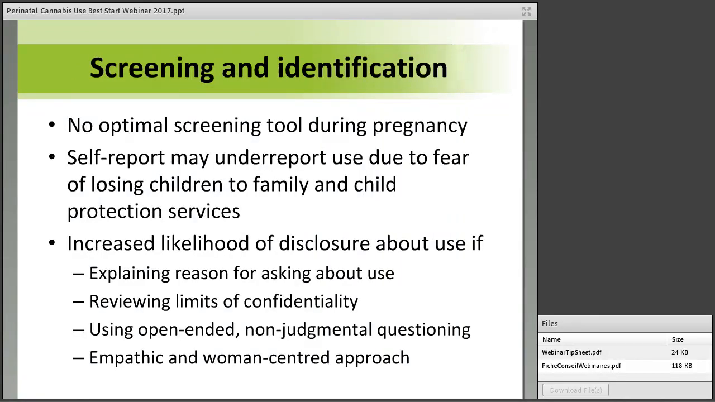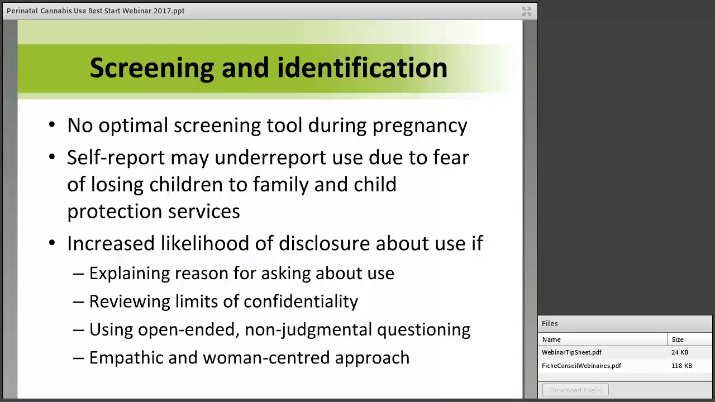But how can we ask the questions? And I think this is the difficulty. There isn't one optimal screening tool, and therefore we're more likely to end up with underreporting of cannabis use. A lot of these women are fearful of having child protection services involved, so they're more likely to say no the first time we're inquiring.